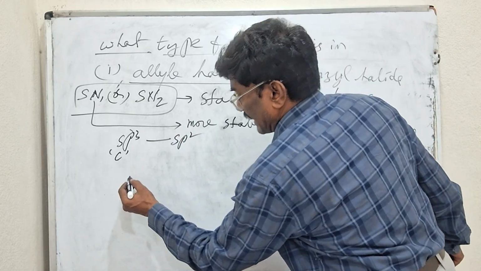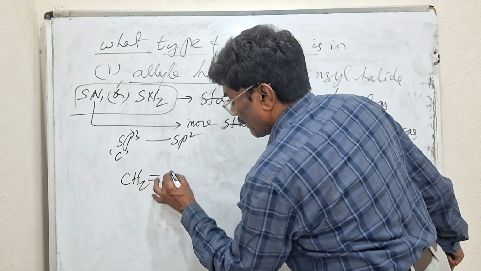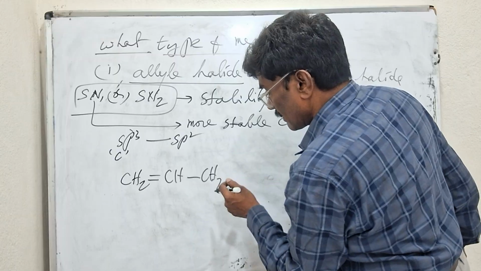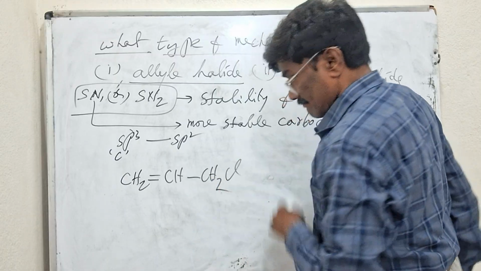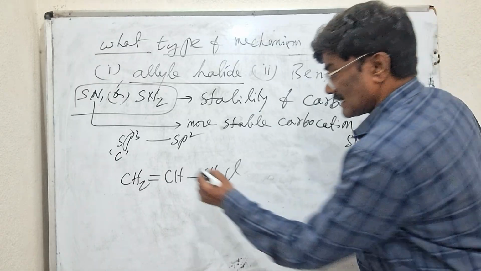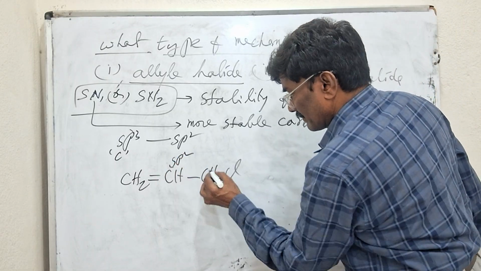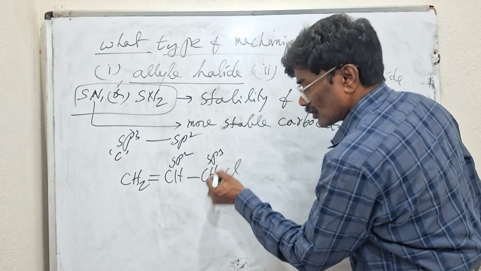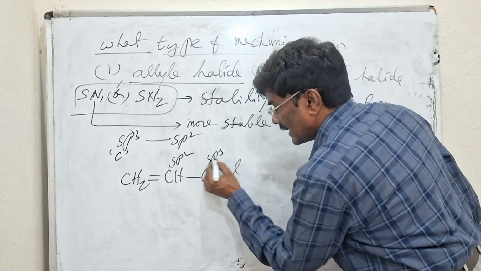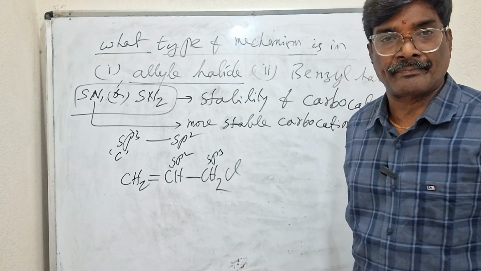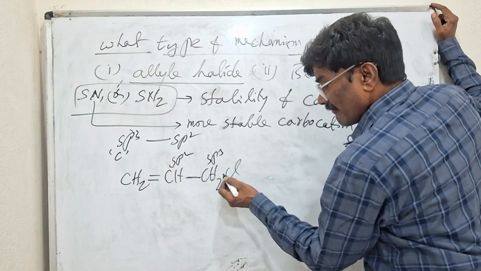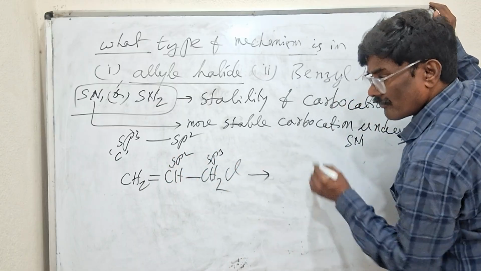For example, let us take CH2=CH-CH2Cl or Br. This is allyl chloride. This is an sp2 carbon atom. This is an sp3 carbon atom. So an sp3 carbon atom which is bonded with sp2 is called the allylic carbon. So when this compound loses chlorine, what do you get?